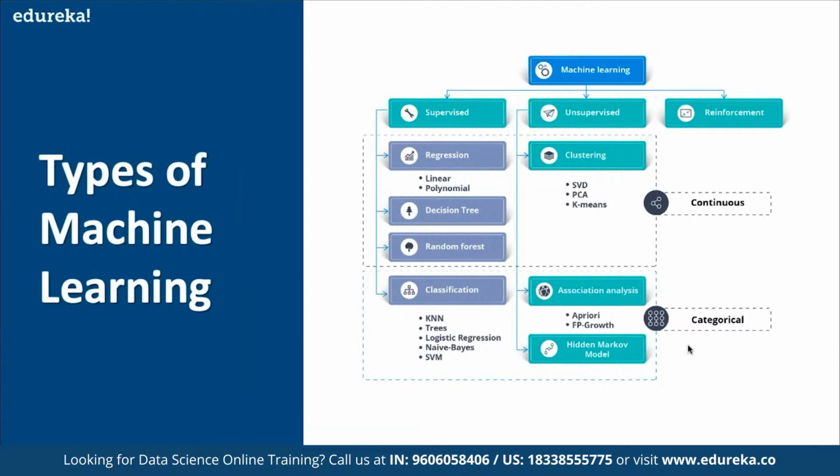Again, here we have supervised, and again, unsupervised, where we have multiple models. Like we have regression, decision tree, and we have reinforcement models. We have different models currently available. Whereas under unsupervised, we have multiple models, like clustering, association analysis, and hidden Markov model. So again, KNN, decision trees, logistic regression, naive Bayes, and SVM, they all are types of classification.